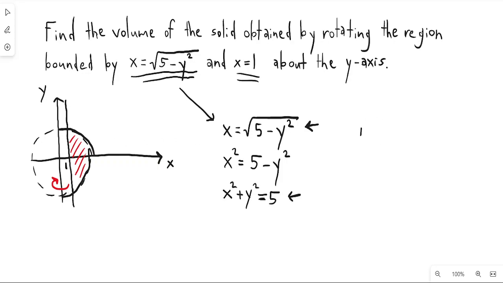Okay. So what would be the easiest way to find the volume? Well, we know that we have disks or washers. Those are our two methods. And usually you want to use whatever variable you started with, right? So in this case, I started with x is equal to square root of 5 minus y squared. So I already have things in terms of a function of y. That tells me that my variable of integration in my integral is probably going to need to be y. That would be the easiest thing.